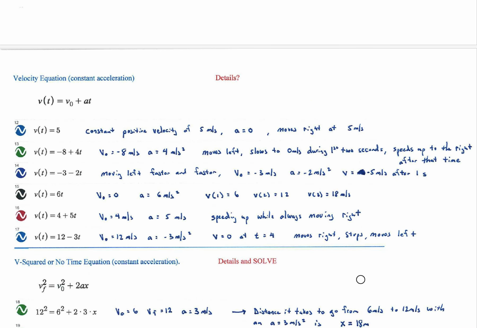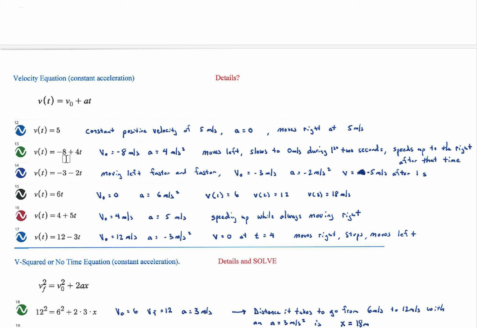Okay, let's look at the velocity equations. Number 12, the velocity equation says that your velocity at any moment in time is what you started at plus what you did and for how long. I mean, it's the definition of velocity, right? Your velocity is a function of the time spent accelerating plus where you started. So if you look at number 12, this is just a constant velocity of 5, acceleration is 0, and you're just moving to the right the entire time at 5 meters per second. You have no idea where you started, but you're moving to the right, clearly.